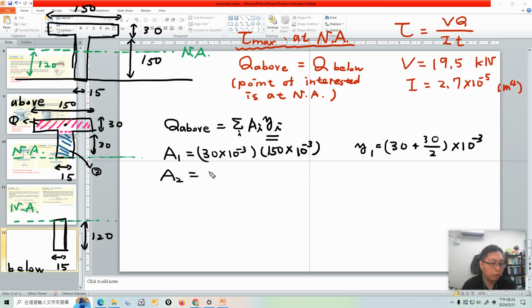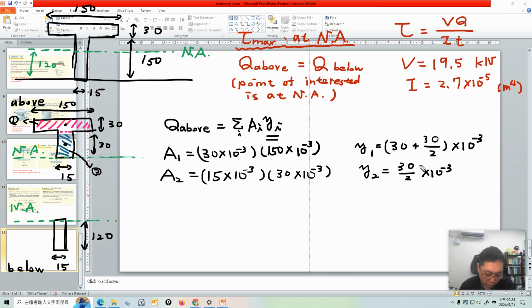Our A2 is for the blue area. The area is 15 times 10 to the power minus 3 times 30 times 10 to the power minus 3. And what is our Y2? Y2 is the distance between the centroid and the neutral axis. The blue area is here, the centroid is here. Here is 30, you cut in half is 15. So actually your Y2 is 30 divided by 2 times 10 to the power minus 3.